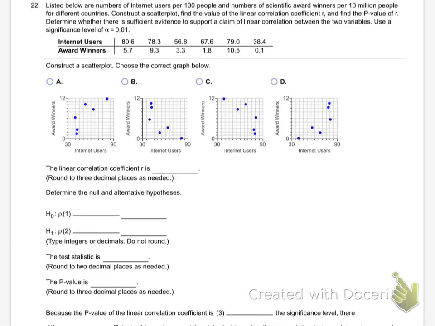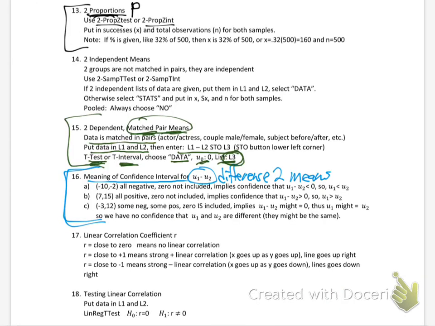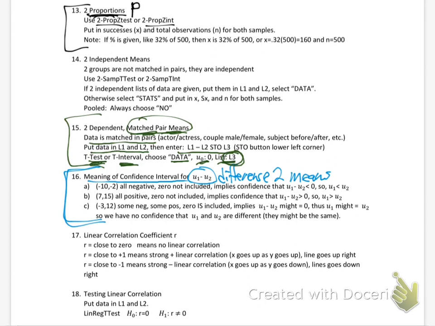Okay, number 22. Listed below are the numbers of internet users, and so on, scatter plot, and then sufficient evidence to support a linear correlation claim. Down here we have some hypothesis test. It says linear correlation coefficient. Okay, so let's go back to the notes. 17 kind of, but the best is, oh yeah, there it is. 18, testing linear correlation. Put data in L1, L2, linear regression t-test, that kind of thing.